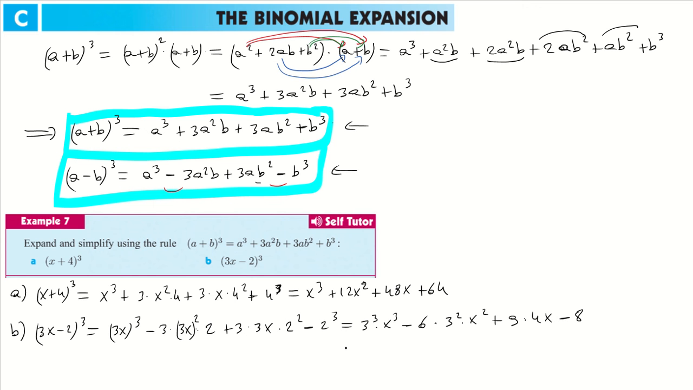So that becomes 3^3 is 27, 27x^3. 3^2 is 9 times 6 is 54. So we get minus 54x^2 plus 9 times 4, which is 36, 36x, and then minus 8. That's the answer.